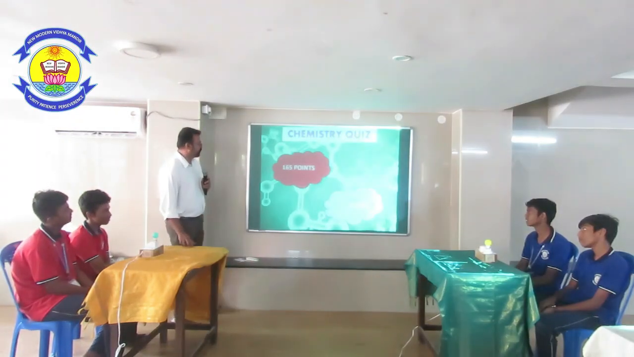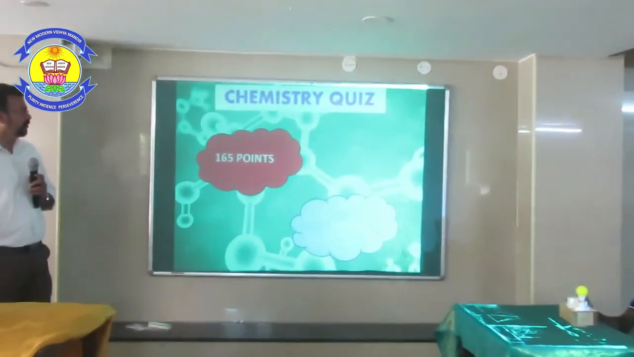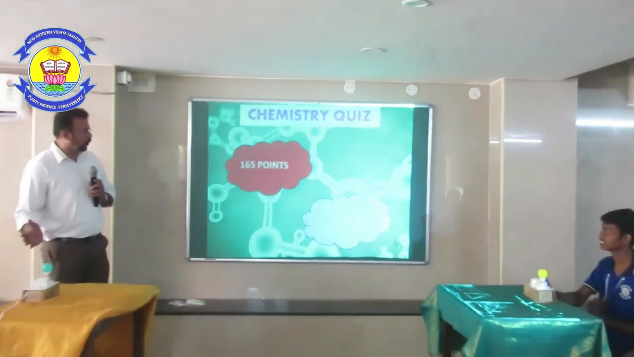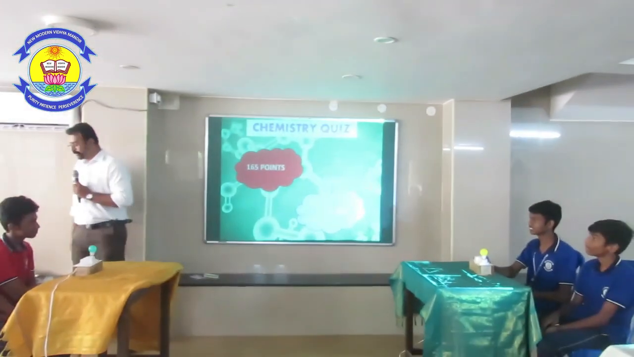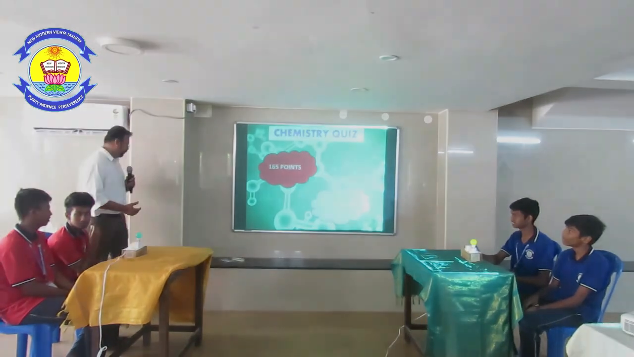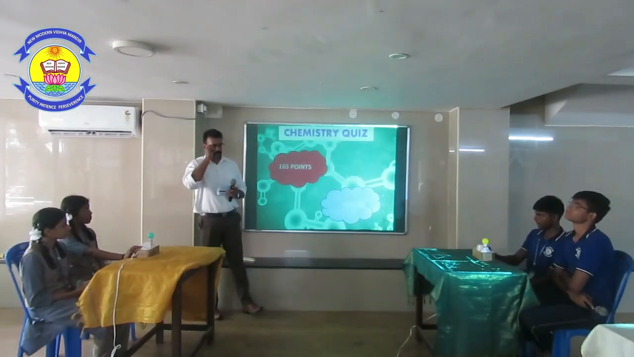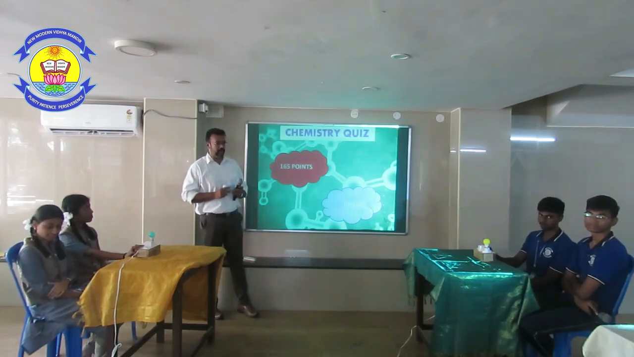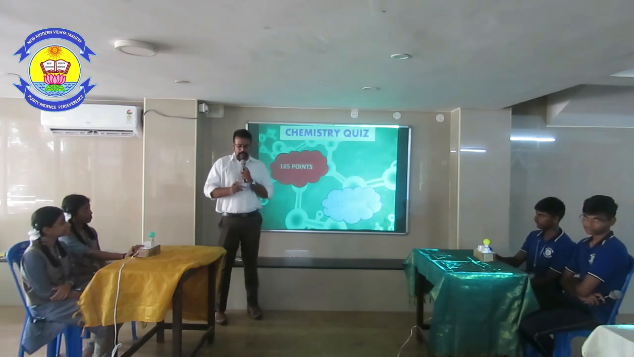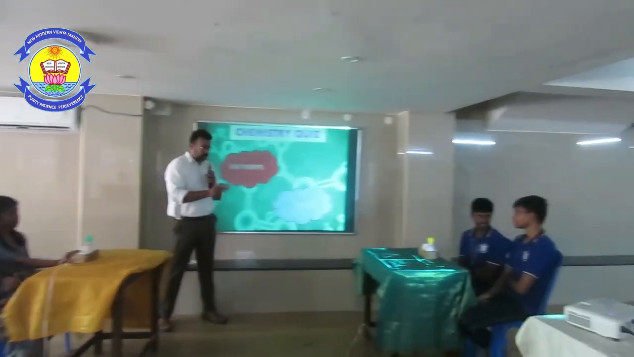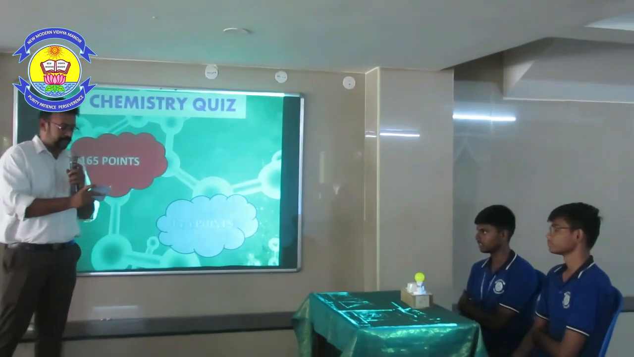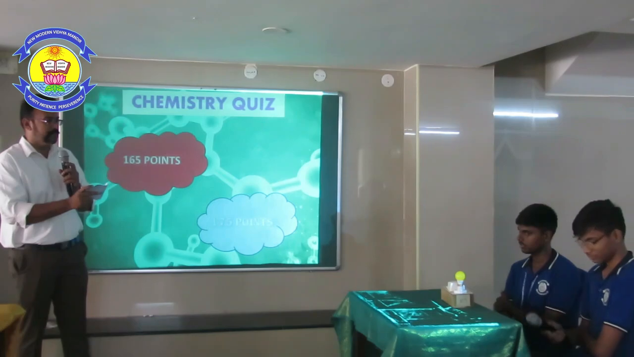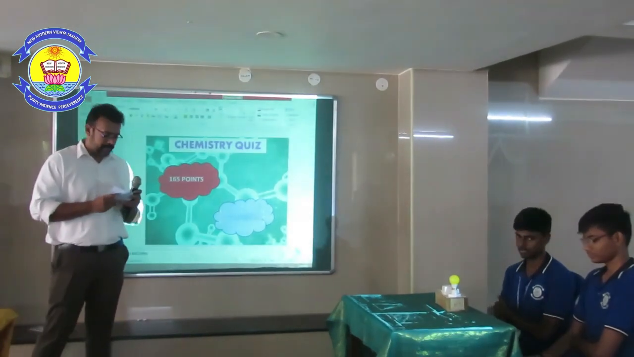Now, 175 and 165. Since it is close, I am proceeding. Just alert me when there is a difference of 30 points between the two teams. Which of the following amino acids is achiral? Alanine, leucine, proline, glycine. Glycine. 5 points granted.